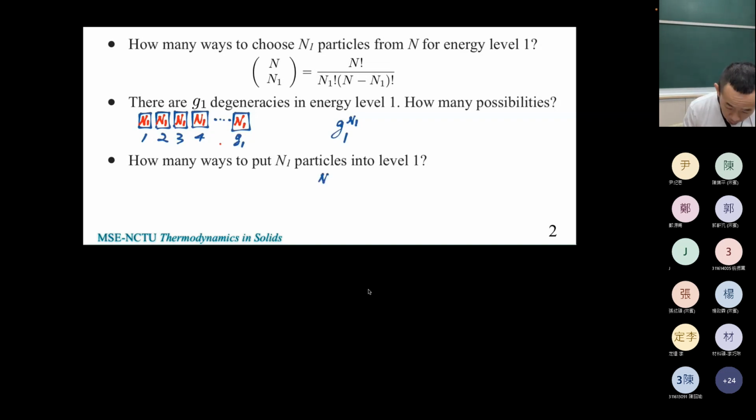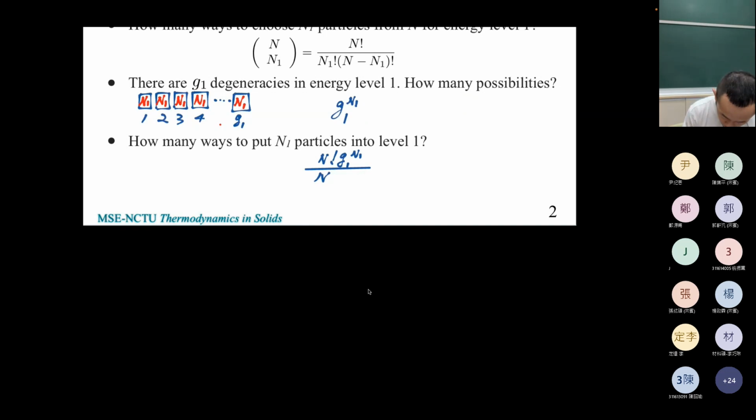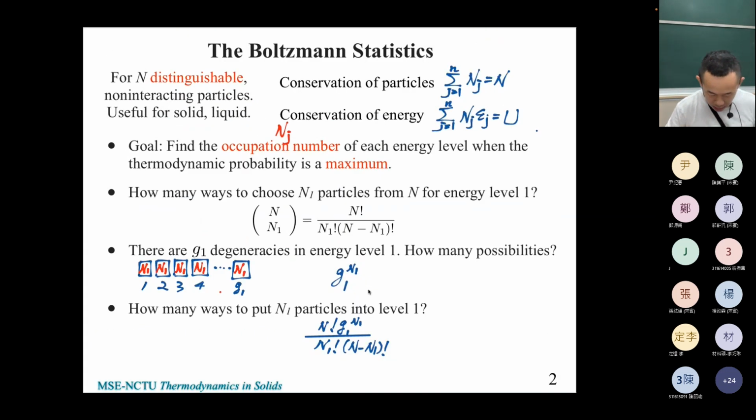So in total, the number of ways to put N1 particles into level 1 is N factorial times G1 to the N1, divided by N1 factorial times (N minus N1) factorial. That's it.